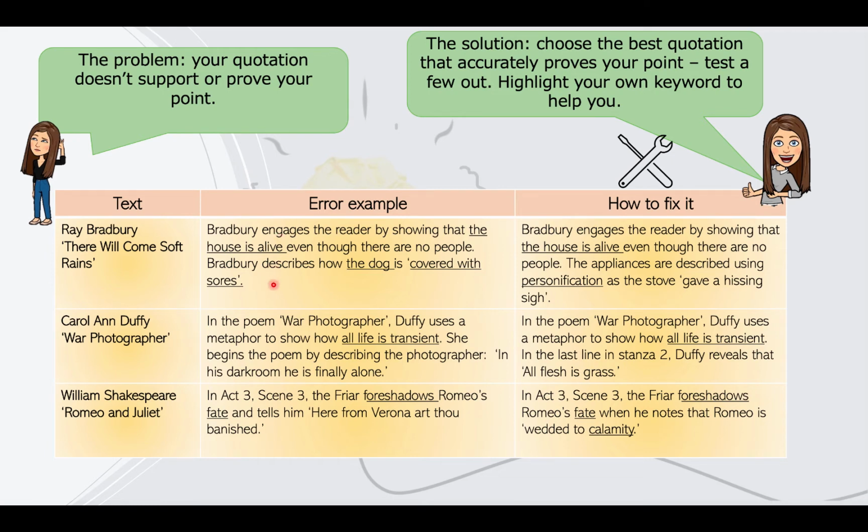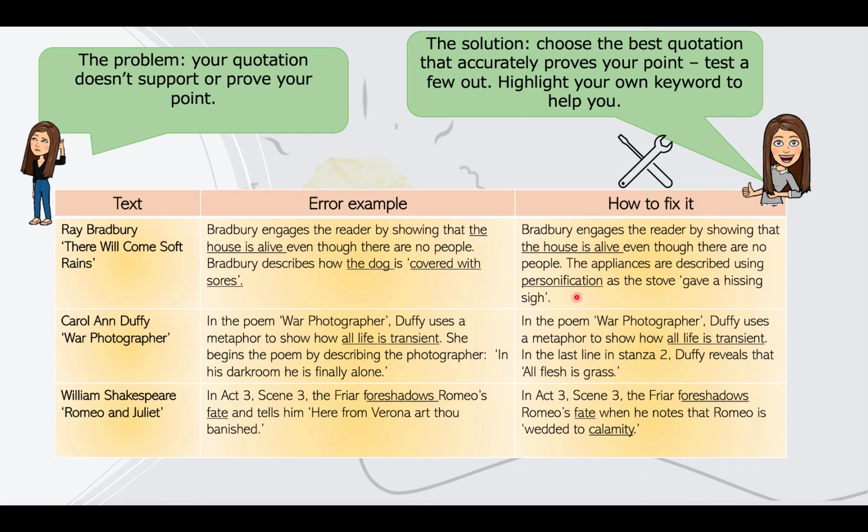So let's have a look at some of the errors. Our first one: Bradbury engages the reader by showing that the house is alive even though there are no people. So our keywords here are house is alive. That's what we're trying to prove. That's what our quotation should demonstrate. Bradbury describes how the dog is covered with sores. Now, the quotation accurately shows something about the dog, but it does not accurately show something about the house being alive. So it appears disjointed and the quotation appears random at this stage.